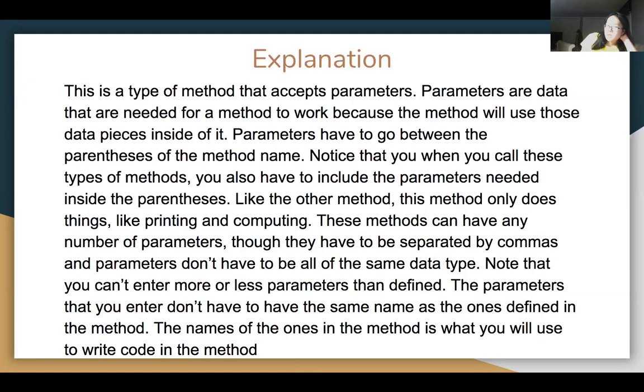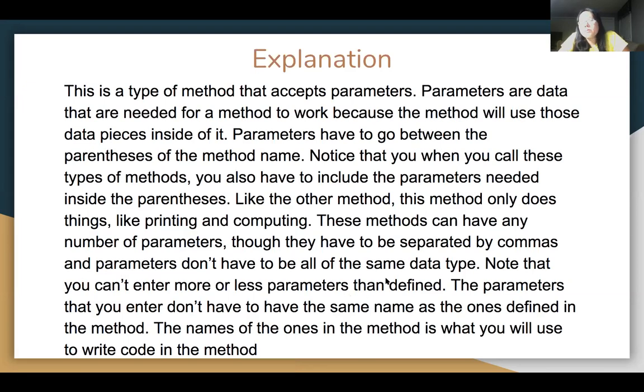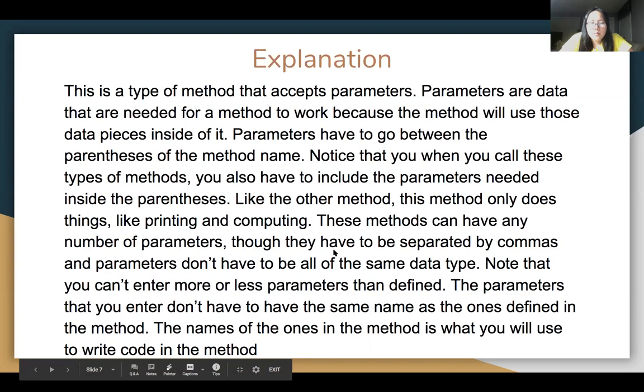So these methods can have any number of parameters, though they have to be separated by commas, and parameters don't have to be all of the same data type. So you could have a string parameter and an integer parameter. Also, note that you can't enter more or fewer parameters than defined. The parameters that you enter don't have to have the same name as the ones defined in the method. The names of the ones in the method are what you will use to write code in the method.